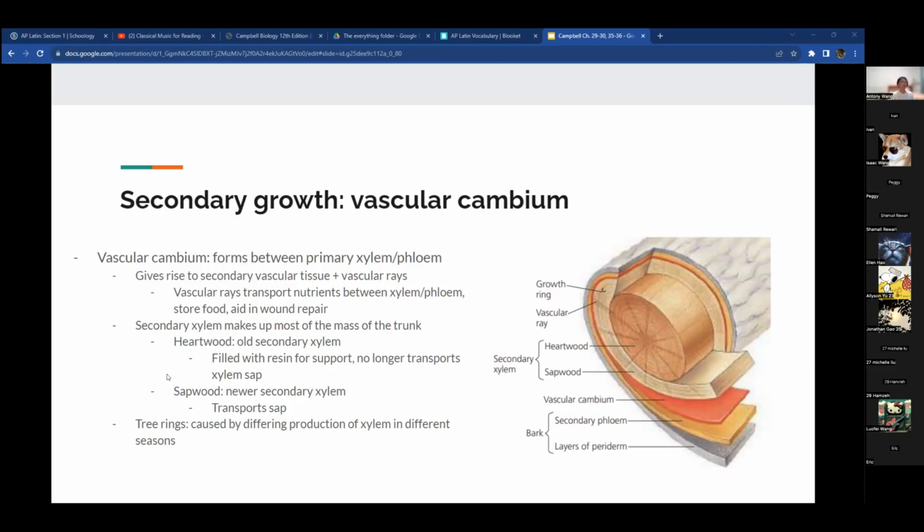And as a result, by looking at the size of the tree rings, the size of each individual layer of xylem produced, you can tell how the weather was, like the drought conditions or lack of a drought, or, what's the opposite of a drought? A flood? Like how much water there was at that time.